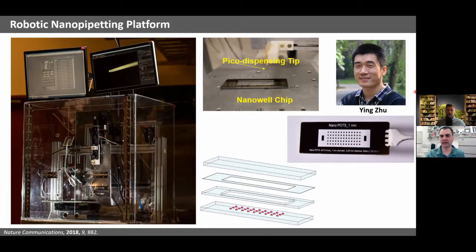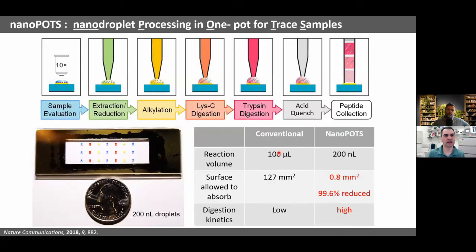This is work developed with Ying Zhu at PNNL, starting back in about 2016. Ying is now a staff scientist at PNNL and continuing to branch out and develop new technologies related to nanopots, or this technology, which we'll be describing. So we do call this workflow and platform nanopots, which stands for nano droplet processing in one pot for trace samples.